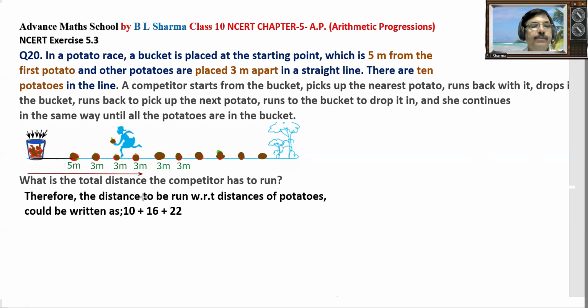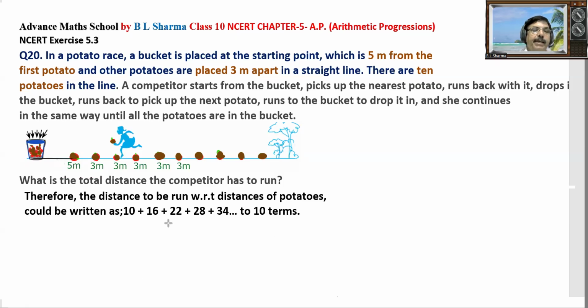Then 11 plus 3, 14. 14 coming and 14 going back. 14 and 14, 28. So on up to 10 terms. 10 पोटेटोज के लिए ये 10 टर्म तक चलना पड़ेगा हमें to 10 terms.